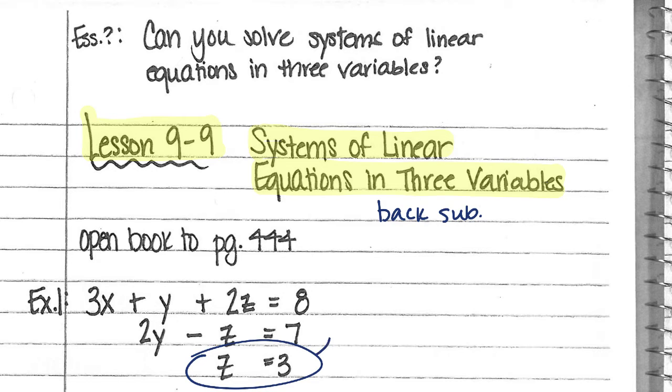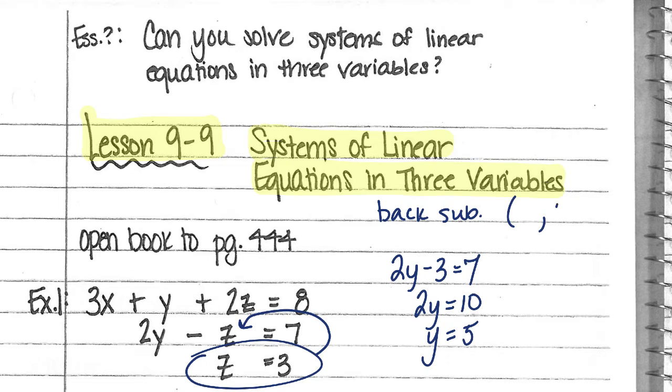So all I need to do is plug that 3 in for z. So 2y minus 3 equals 7. And now we can solve for y. 2y is equal to 10, and y is equal to 5. So far, I know that I have a 5 and a 3. And guess what we're going to do to go ahead and solve for x?